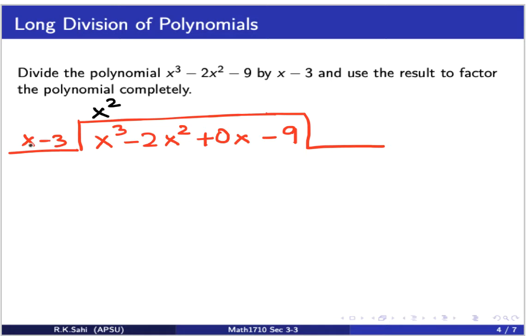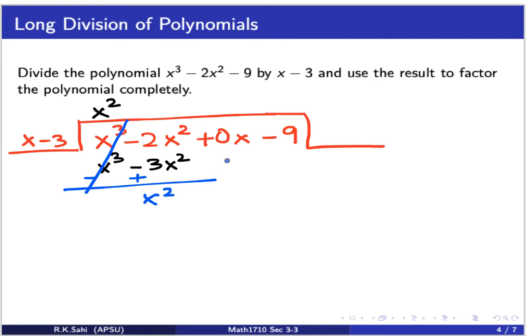So x squared now is going to multiply both the terms in the divisor. So x squared times x is x cubed, minus 3x squared, and you write those terms beneath the terms which have the same variables, so x squared with x squared. Now what do we do? We change the signs, and then we do the regular division kind of thing. It cancels out. What do we have? Plus 3x squared minus 2x squared. That means we are left with x squared.